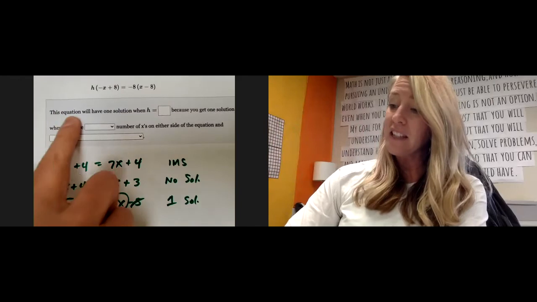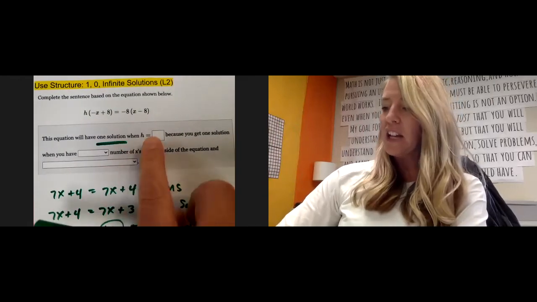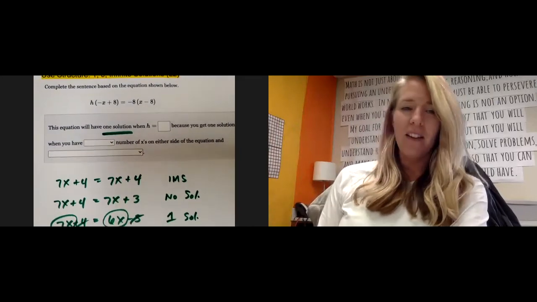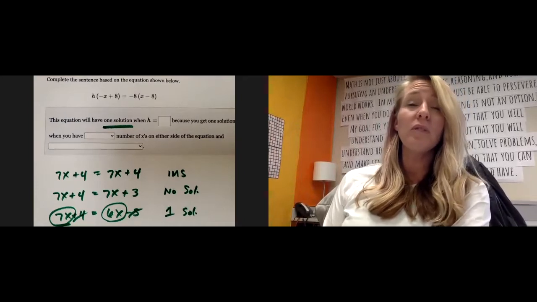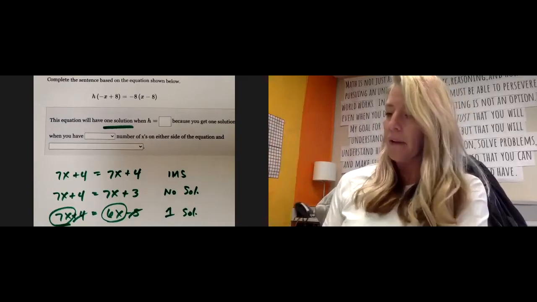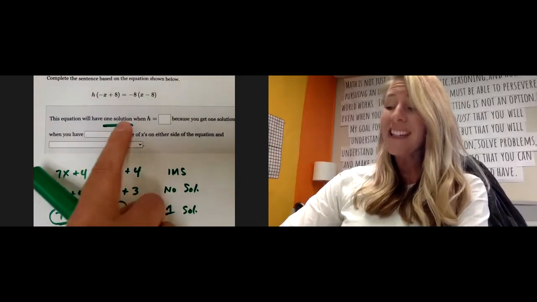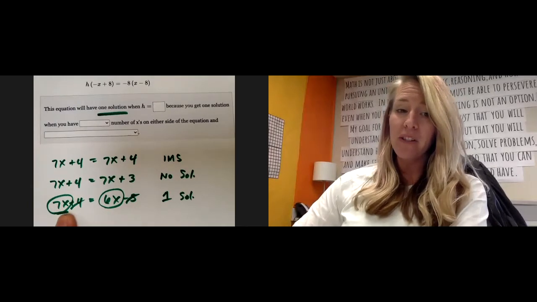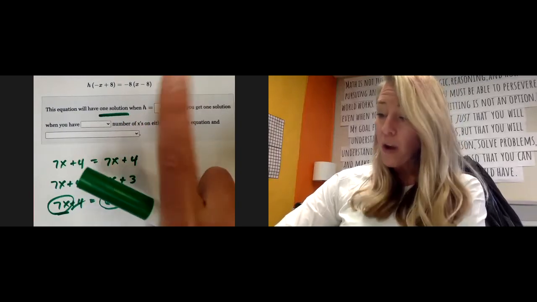And this one says this equation will have one solution when h equals blank, because you get one solution when you have blank, blah, blah, blah. Okay. It's hard to do because I don't have all the answer options, but I think it's like saying, oh, different or same amounts of this or that. Okay. So if my goal is to get to one solution, this is what I'm looking for. I want to get different amounts of x's. So it says this equation will have one solution when h equals what?